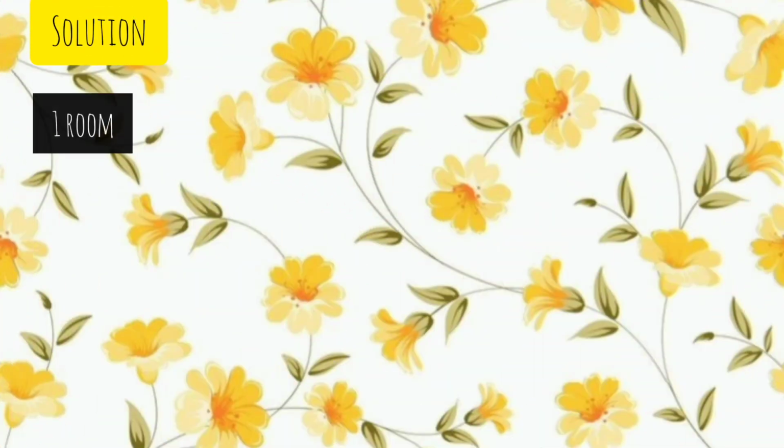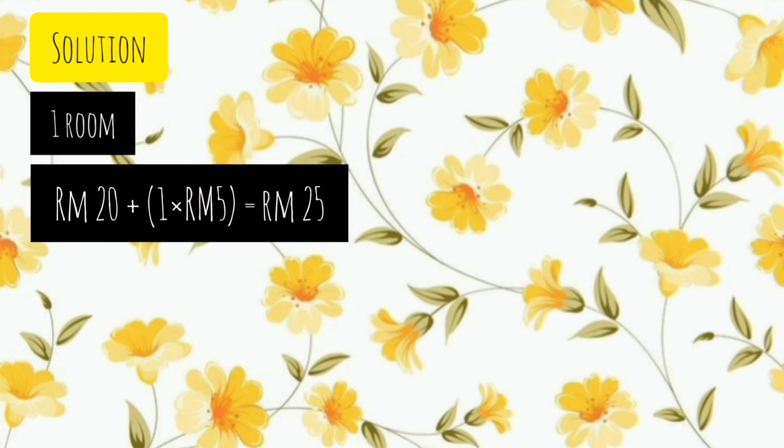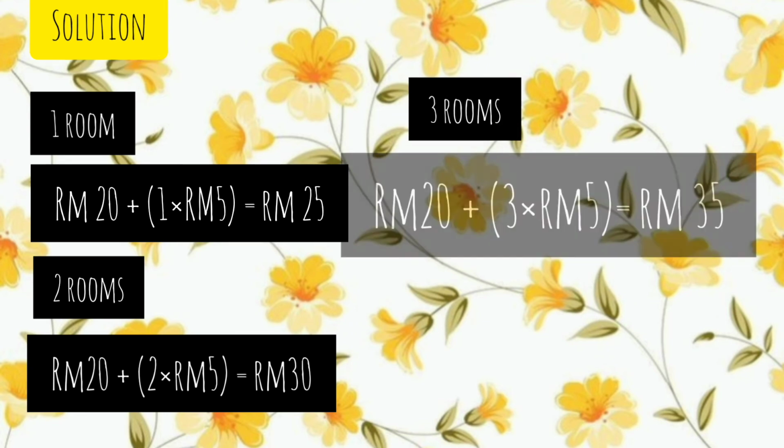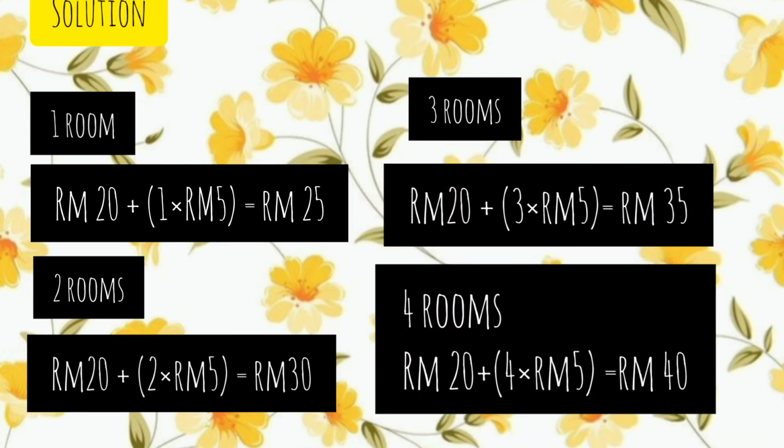If 1 room is clean, the total cost is Rm20 plus 1 times Rm5, which is equal to Rm25. If 2 rooms are clean, the total cost is Rm20 plus 2 times Rm5, which is equal to Rm30, and so on for 3 rooms, which is equal to Rm35, and 4 rooms, which is equal to Rm40.